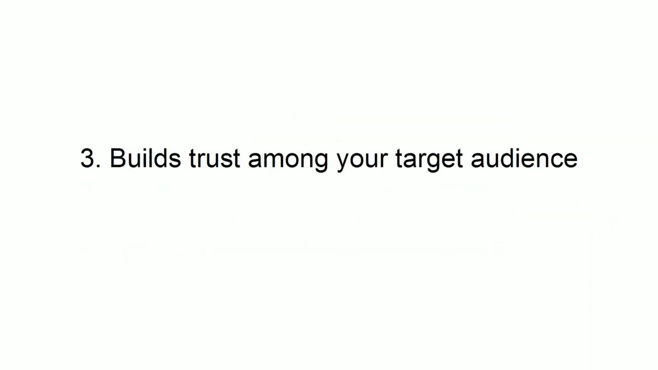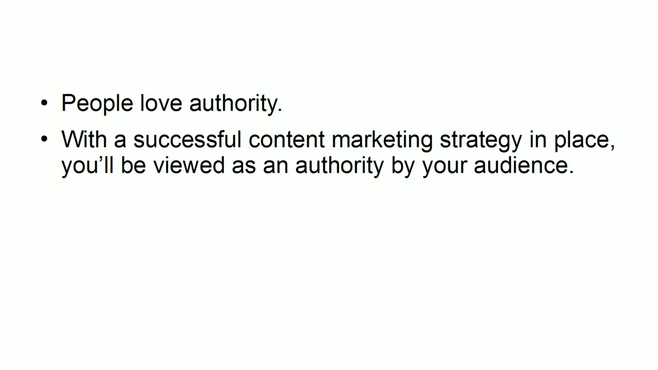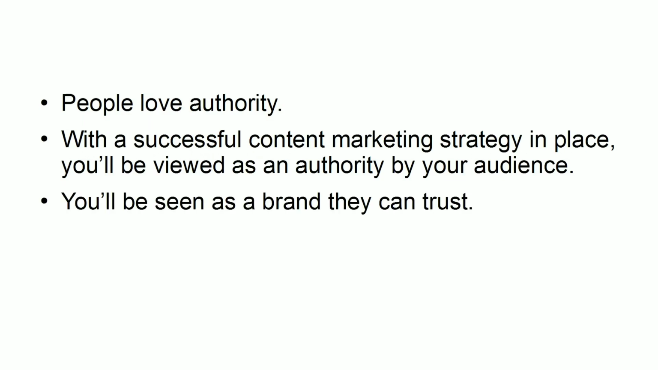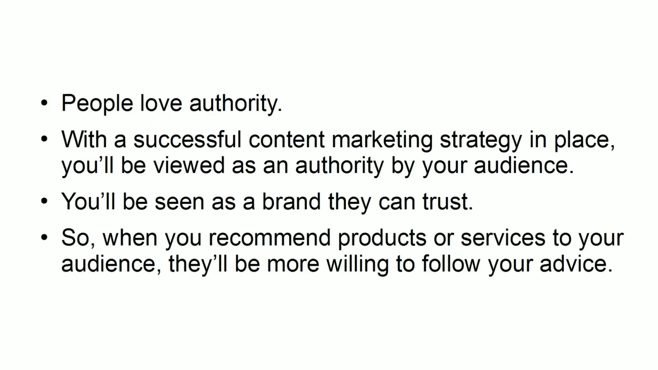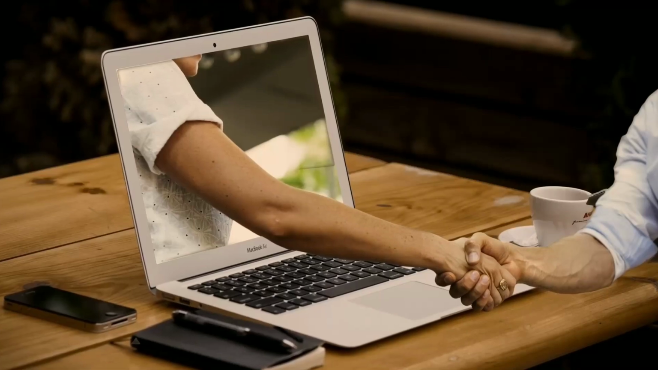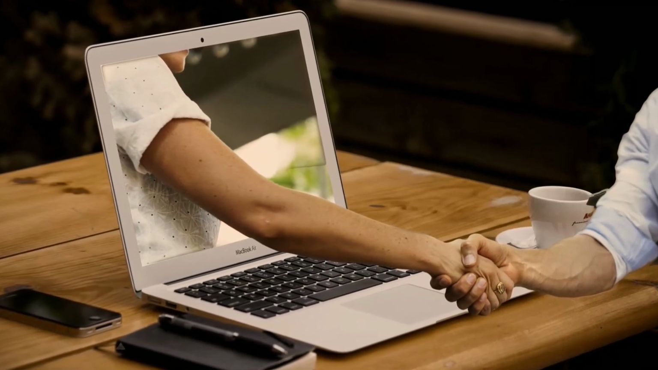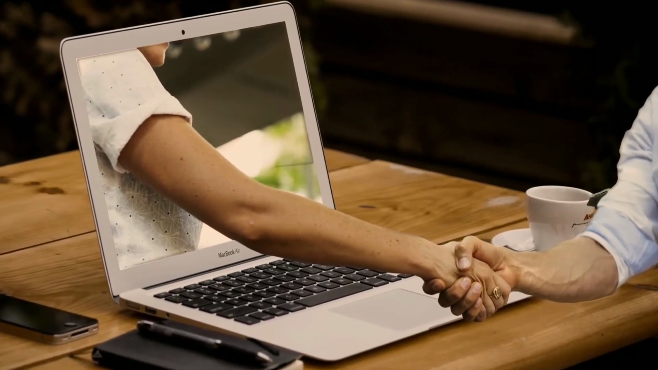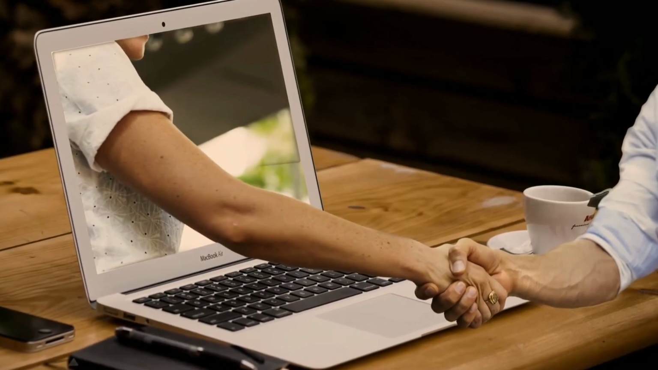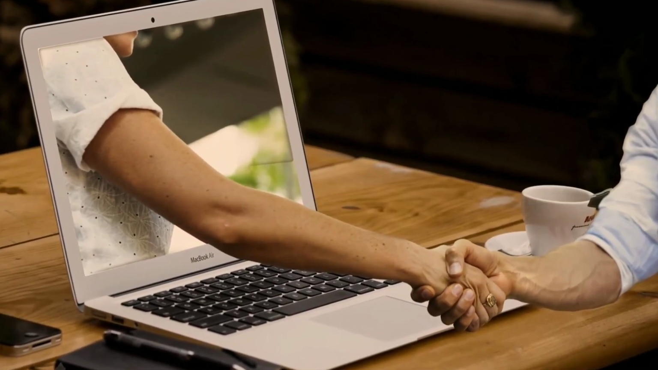Number 3. Builds trust among your target audience. People love authority. With a successful content marketing strategy in place, you'll be viewed as an authority by your audience. You'll be seen as a brand they can trust. So when you recommend products or services to your audience, they'll be more willing to follow your advice. They trust you, so you better make sure you don't waste that and do something terrible to lose that trust. They can easily turn the tables on you and post negative reviews on the internet.